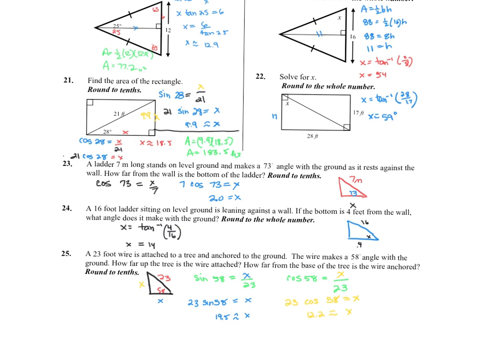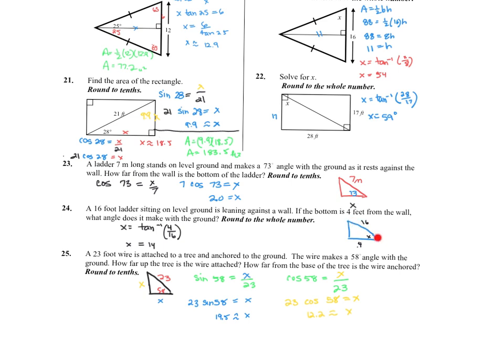So the ladder stands 7 meters long, and it makes a 73-degree angle. And we want to know how far from the wall to the bottom of the ladder. So this is what we're looking for here. And so if this is 73, then this is hypotenuse and adjacent. And so that tells us that we are going to use cosine. So the cosine of 73 is equal to the adjacent, which we didn't know, x, that's what we're looking for, over the hypotenuse, which is 7. And when we cross multiply, we get this, and we can put that in our calculator to get our answer.